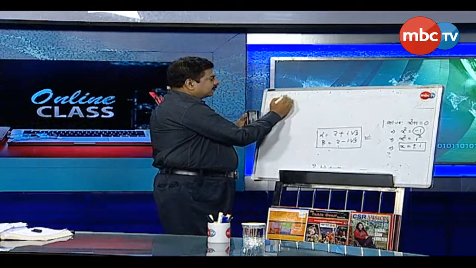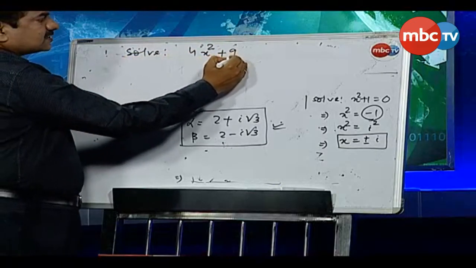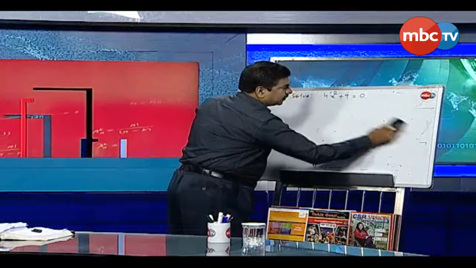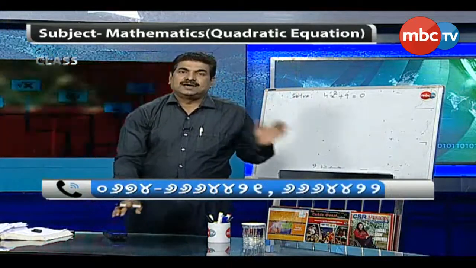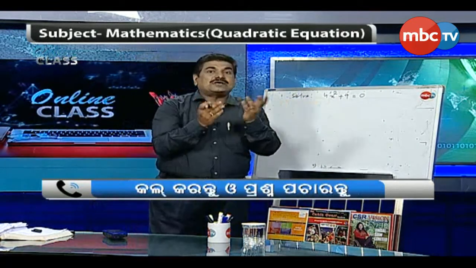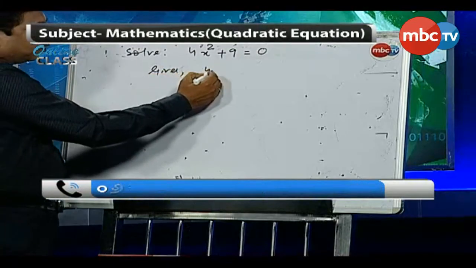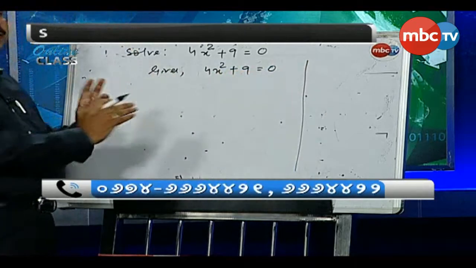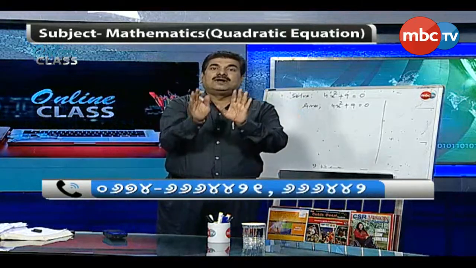First one is: solve 4x square plus 9 equal to 0. This is a quadratic equation. Here the value of a is equal to 4 and the coefficient of x, that is b, is equal to 0. So first you write: given 4x square plus 9 equal to 0. I will solve it in two ways, first by using the factorization method or by using the direct formula.